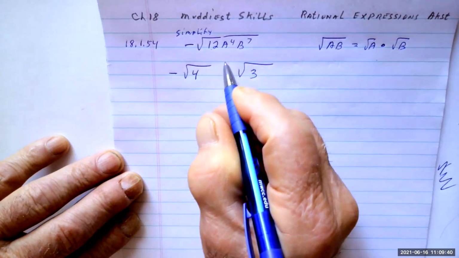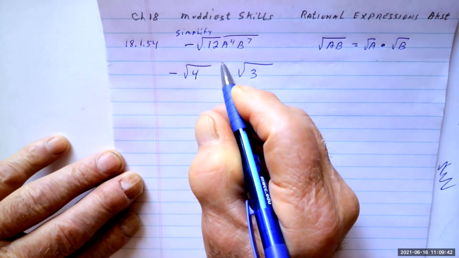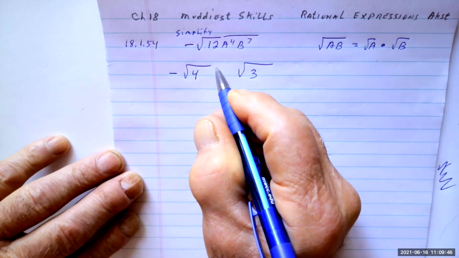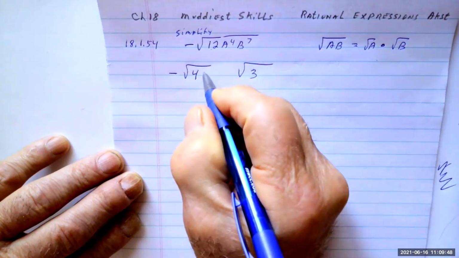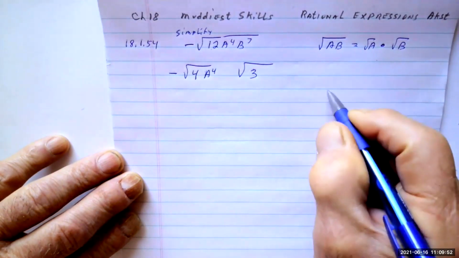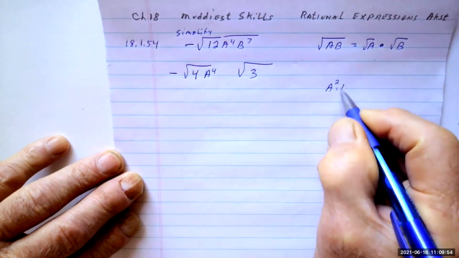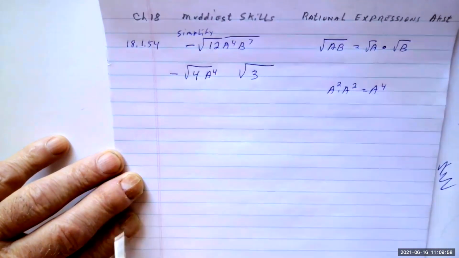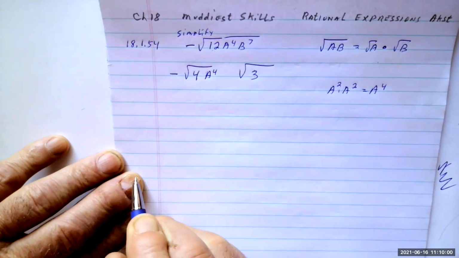A to the fourth is a square by the law of exponents, which says when you multiply exponentials, you keep the base and add the powers. So if we think of a to the fourth as a squared times a squared, that gives me back a to the fourth. Therefore, a to the fourth is a square.